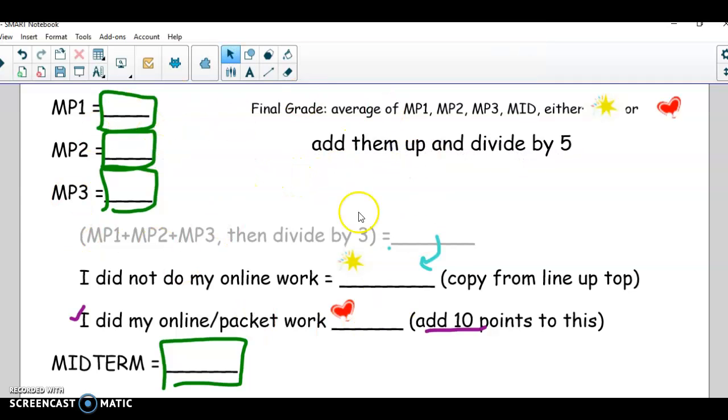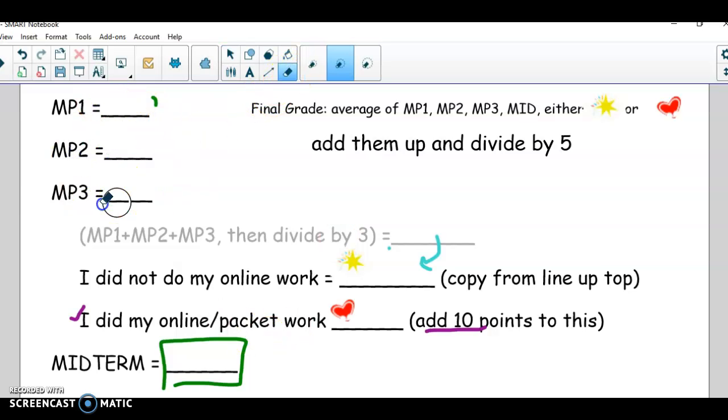So make a copy of this on your paper. Let me clean it up a little bit. Fill it out. If you have questions about how to fill it out, take a picture of it and send it to me, and I can tell you how you would fill it out. But that's how your final grade is being determined for this class.